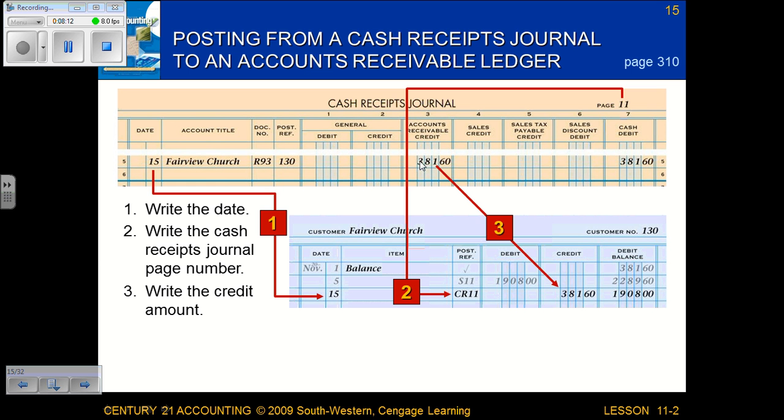We're going to write the credit amount. This comes out of accounts receivable credit. So we come down to the credit column and put the same exact amount, $381.60.